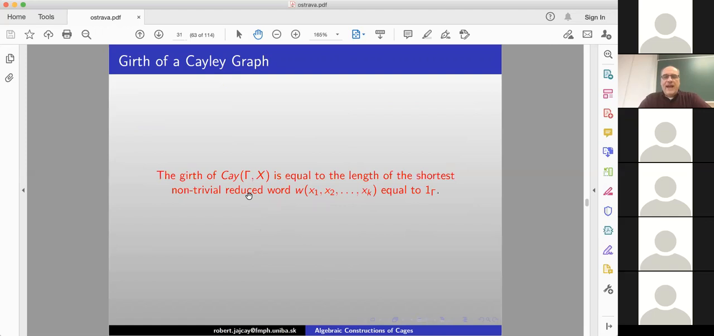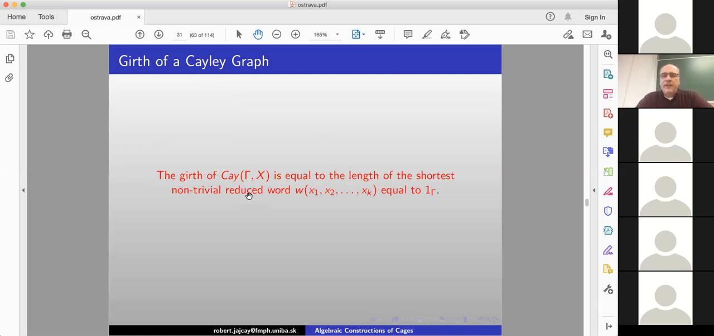It turns out that the length of the shortest cycle in a Cayley graph is the length of the shortest non-trivial reduced word in the generators that's equal to 1. Non-trivial means not 1, and reduced means I don't write x followed by x inverse, because those cancel. I cancel all the obvious products, an element followed by its inverse. So this becomes a group theory question.